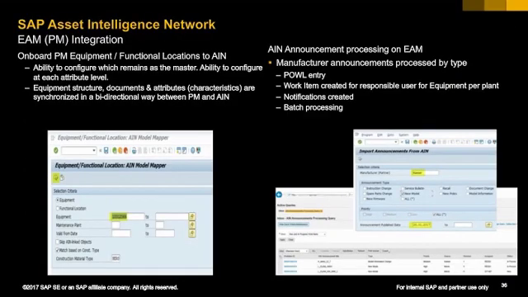This integration also allows equipment to be uploaded from plant maintenance into AIN and create the AIN equipment. The same functionality exists for functional locations. What information gets replaced, such as attributes and characteristics, is all configurable. Announcements from AIN can also be integrated into our ERP.